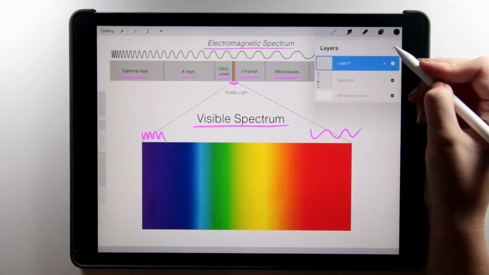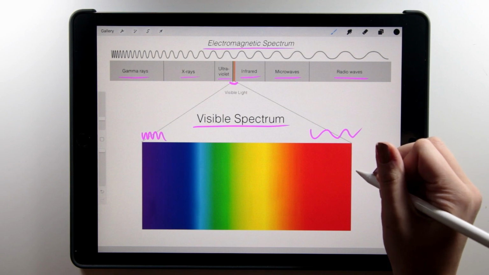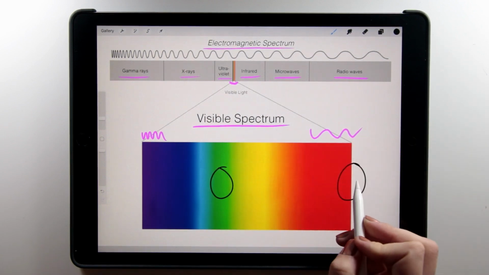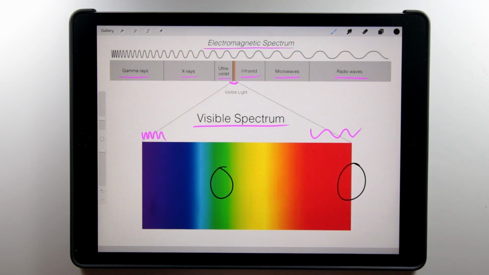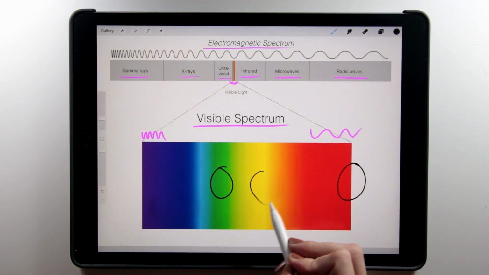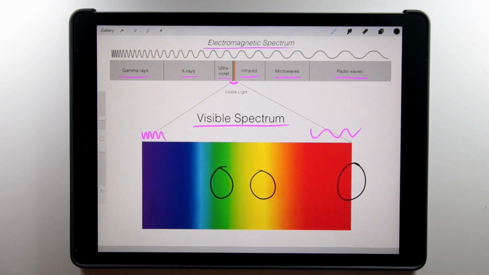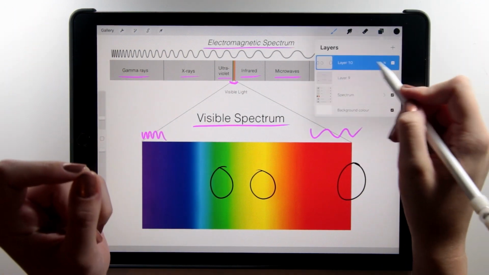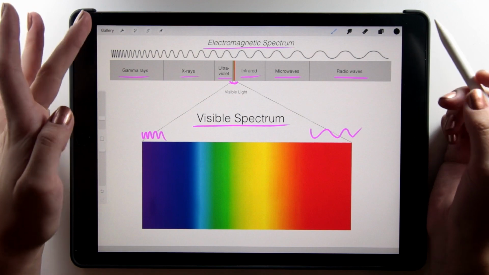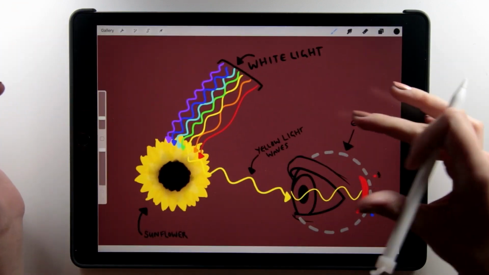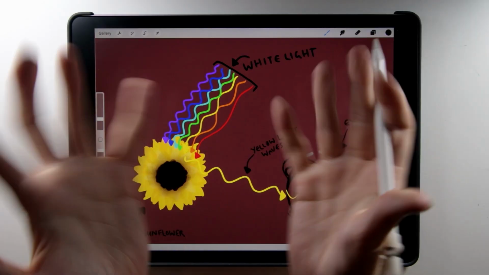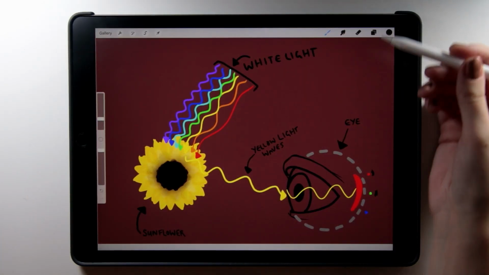So we can see here, if our red cones were firing and our green cones were firing and our brain's thinking, it must be something in between that. Well, in between that is yellow. So your brain concludes that the colour that you're seeing is yellow. The same thing happens for pretty much all of the colours in the visible spectrum.